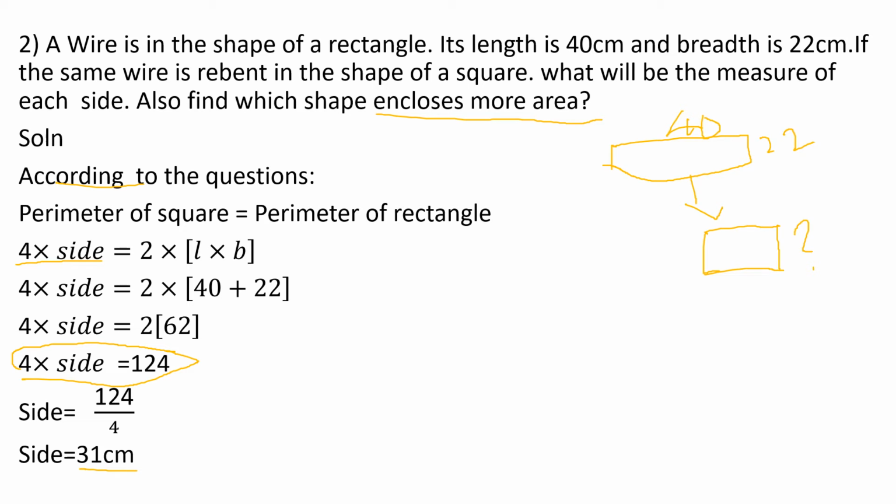So we got the side. In this question, what are they asking? Find the measure of the side, and also find the area of the rectangle and the square, and then check which area is greater. We have found the side is equal to 31 centimeter. Next, we want to find the area of a rectangle. Next, we want to find the area of a square and check which is greater.